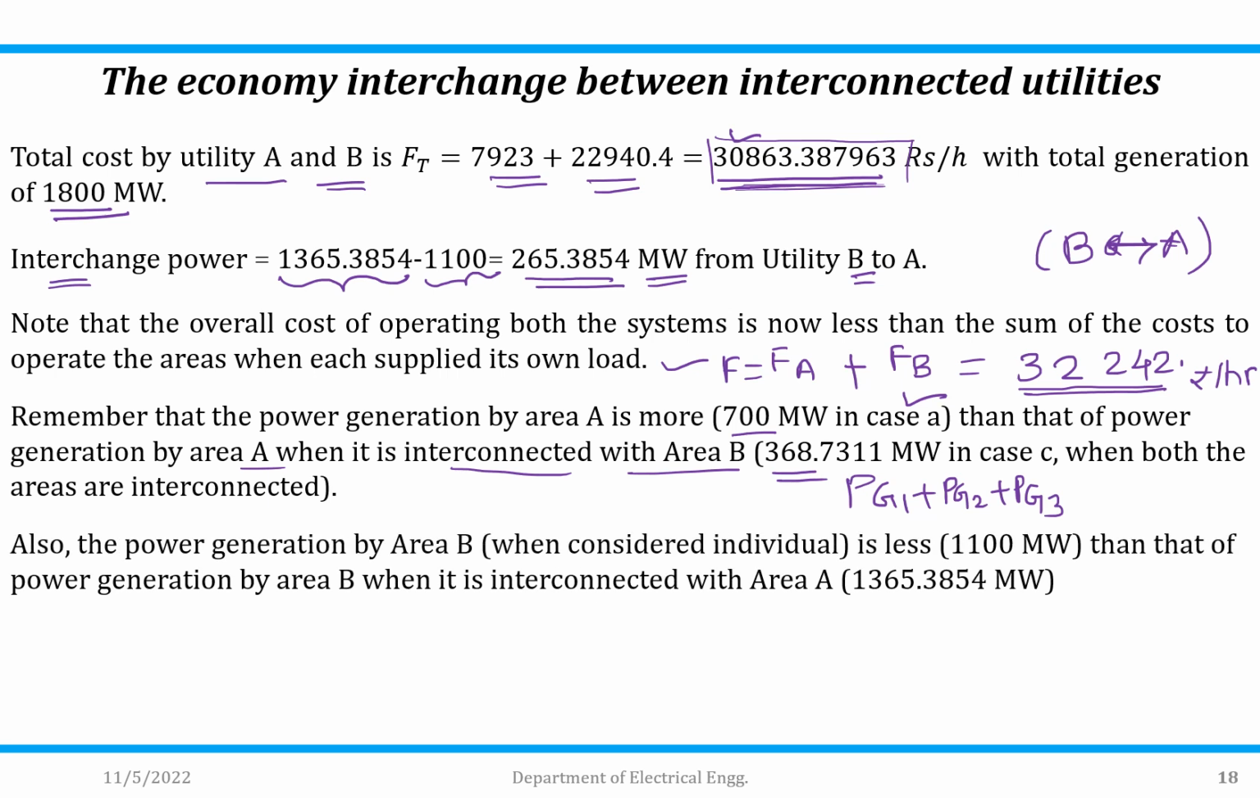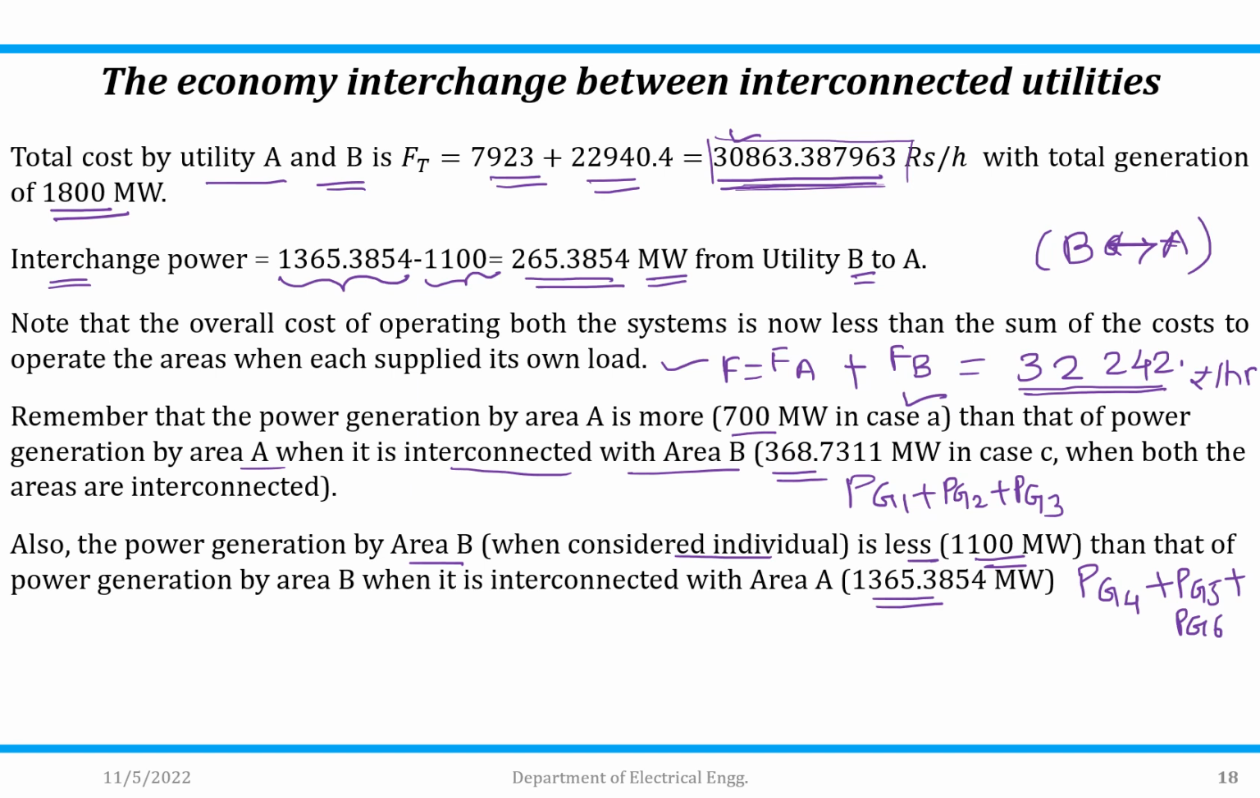Also, the power which is generated by area B when considered as an individual is less. Now if you see in case B, we considered only utility B. So what was the power generation? It was PG4 plus PG5 plus PG6, which was 1000 megawatt. It was the demand earlier. But when we interconnected it with A, then with interconnection, the power which will be generated is 1365.3854 megawatt. You please see the slide where we have written PG4 plus PG5 plus PG6.